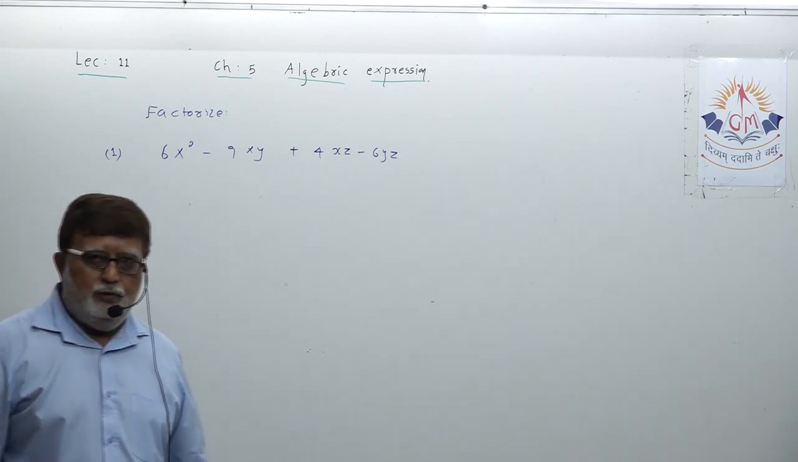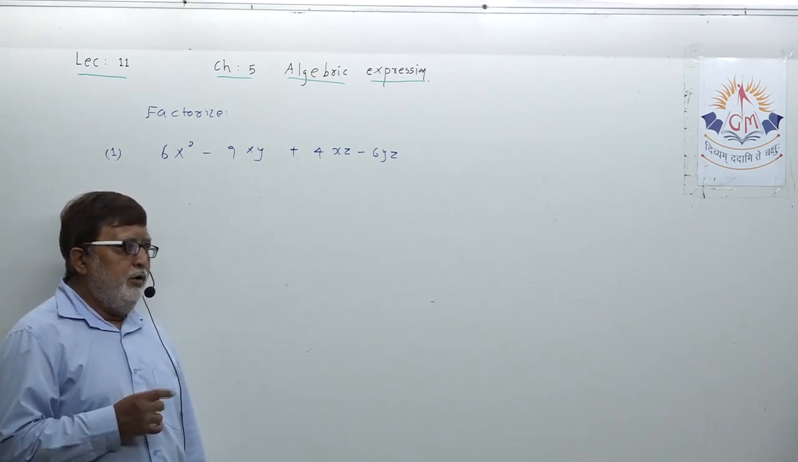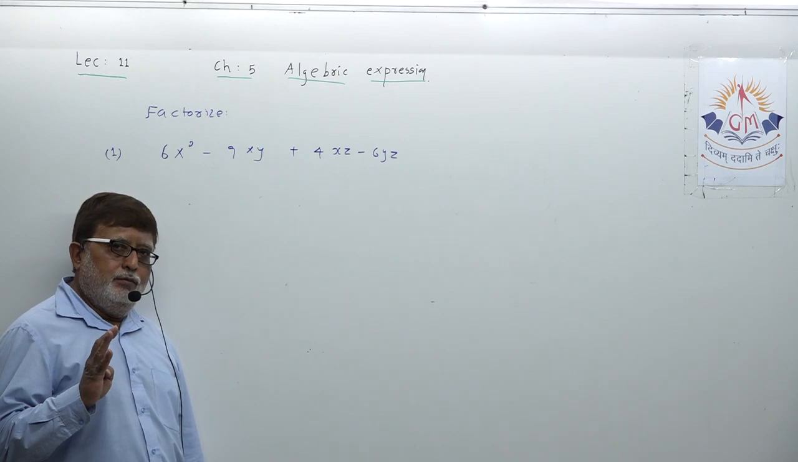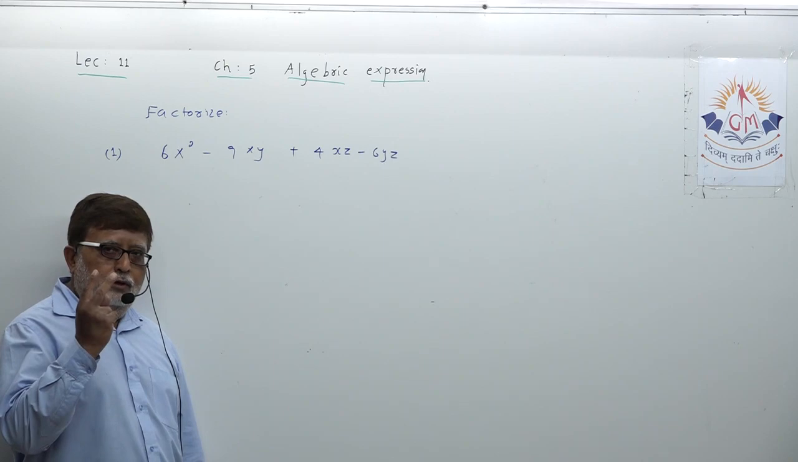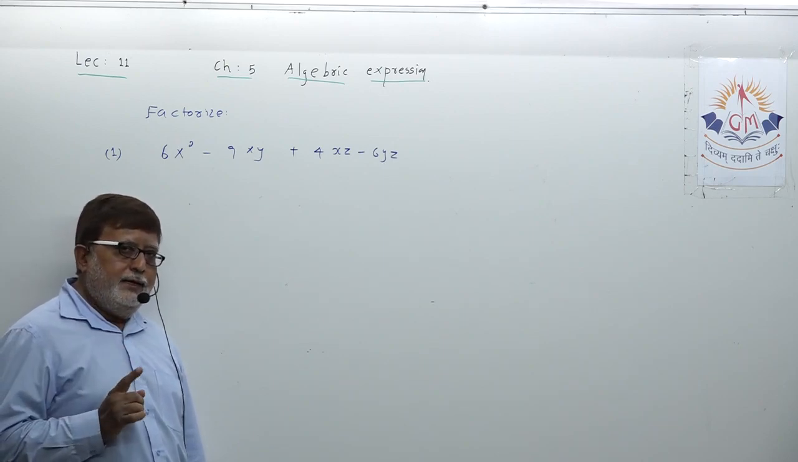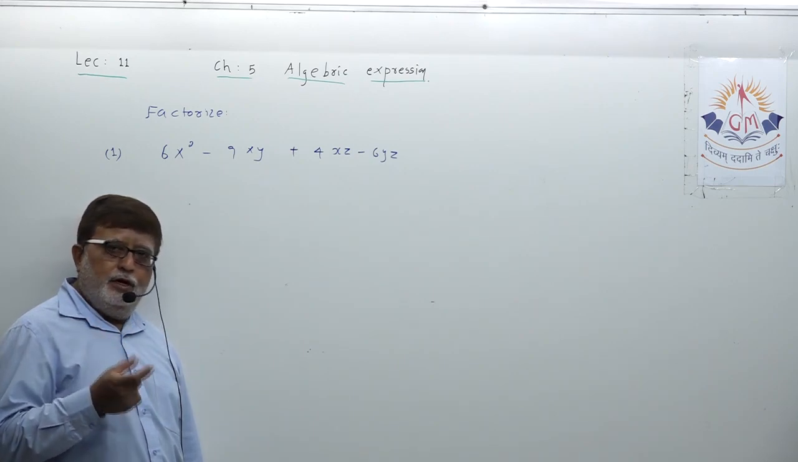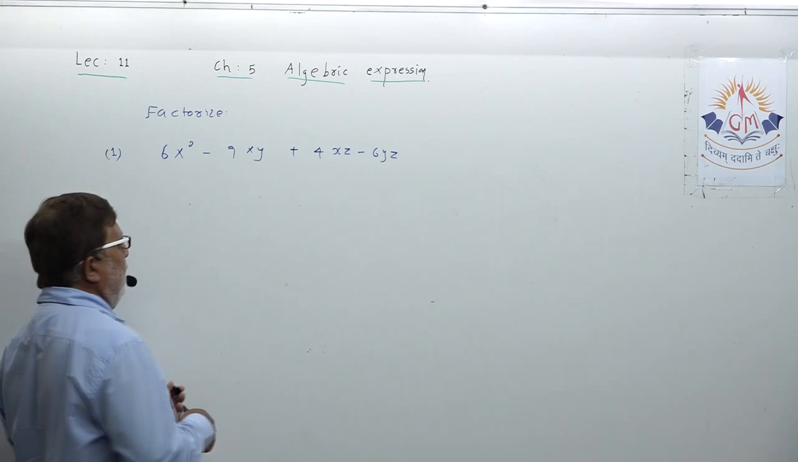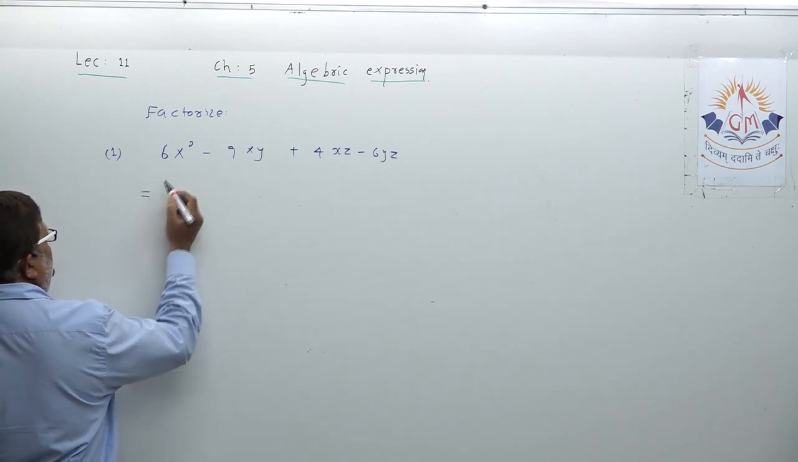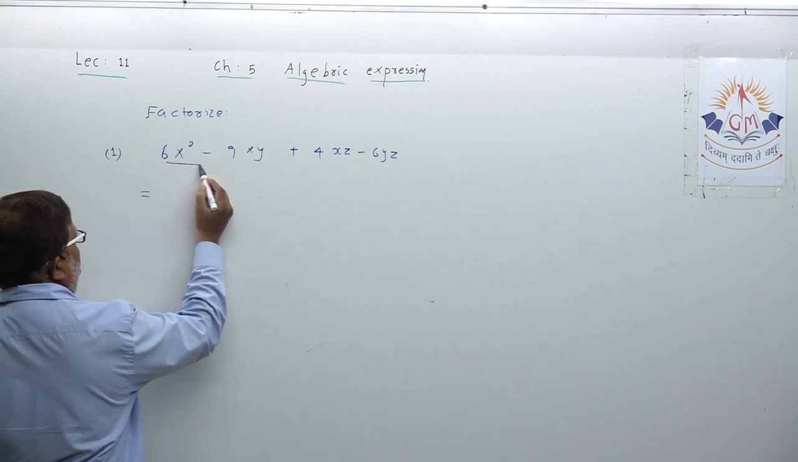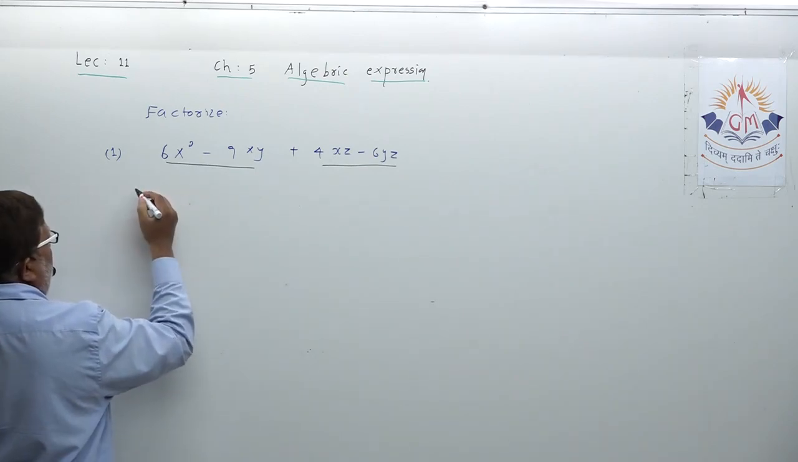Because here, in this polynomial, you are given 4 terms. You have to take out common from 2 terms each. That means you will make a pair of the terms and take out common. That's why this is called compound factorization. Suppose I make a pair of these 2 terms and then these 2 terms. I have to take out common.